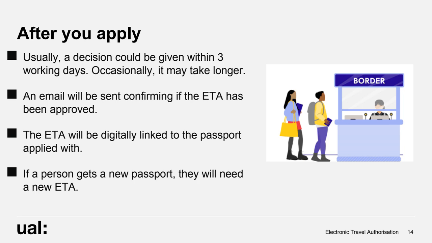After you apply, usually the decision for your ETA is given within 3 working days. Sometimes it may take longer, which is why we say do it in advance, so that you know that it's approved and you're ready to go. The confirmation email for your ETA will be sent to you via email. The ETA will be digitally linked to your passport. If you get a new passport, you will need a new ETA.